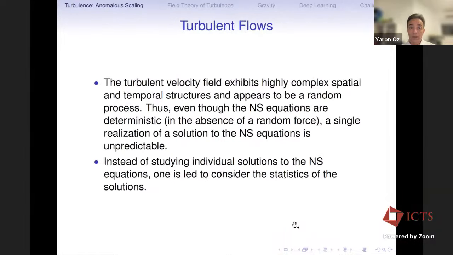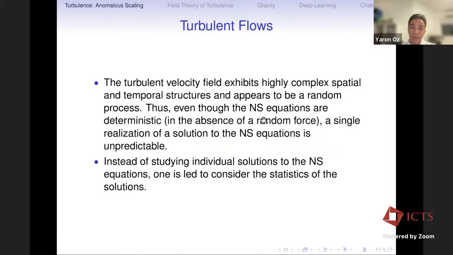So a turbulent velocity field has a very complex structure, both spatial and temporal. Even though the Navier-Stokes equations are deterministic, if you don't add the random force and you're interested in one single realization, it's pretty much unpredictable. So instead, people thought about studying statistics of solutions, namely understanding the space of solutions of the Navier-Stokes equations and averaging over them.